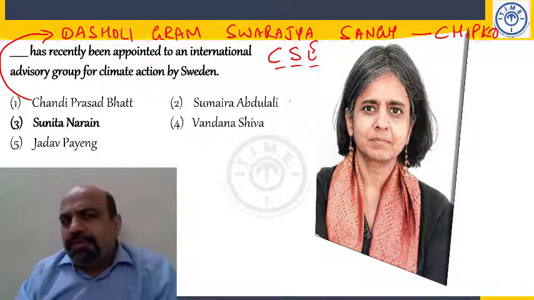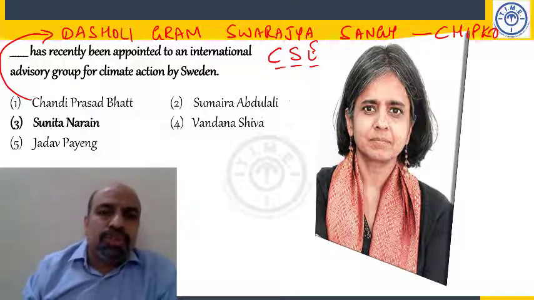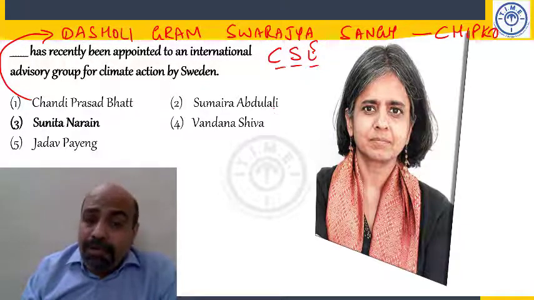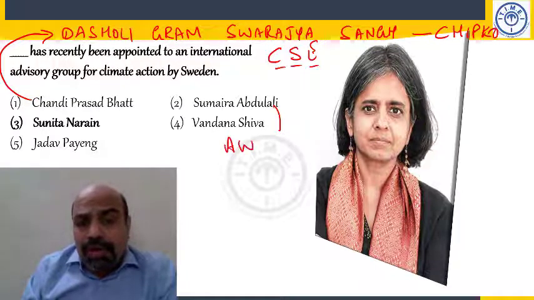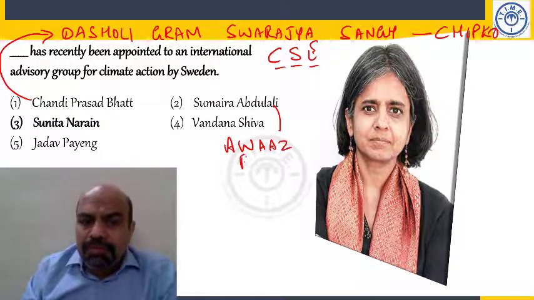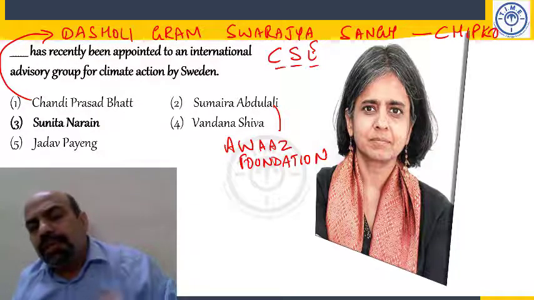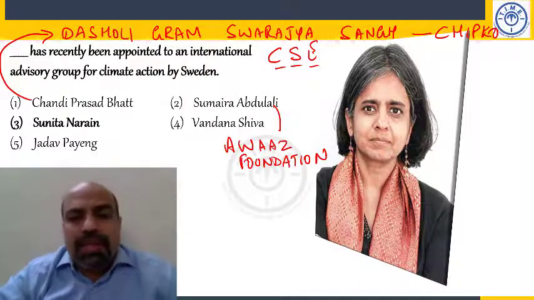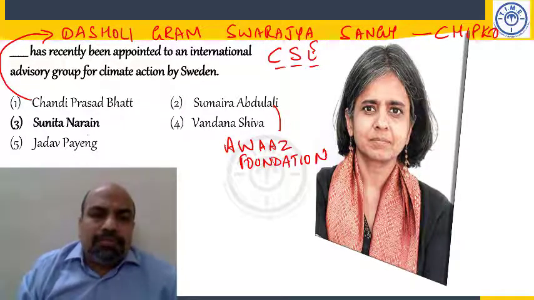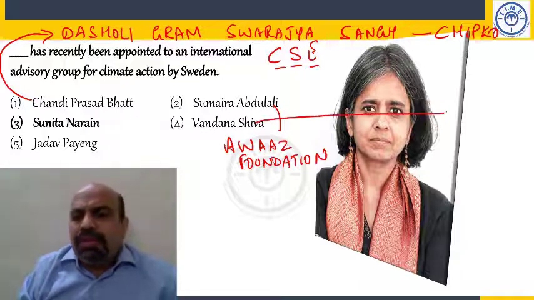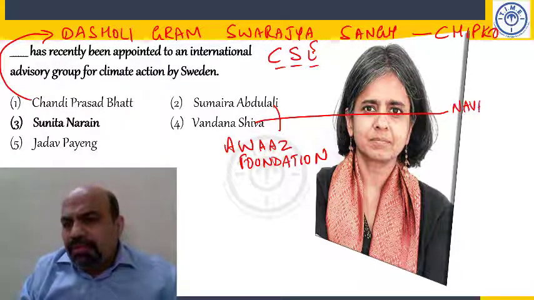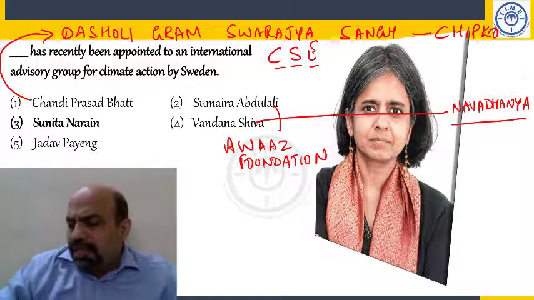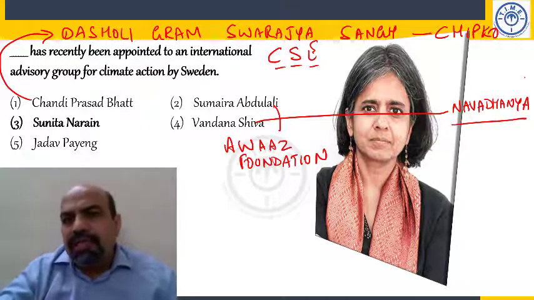People are guided by a certain purpose in life. Sumaira Abdul Ali is the founder of this NGO called Awaj Foundation. It's an environment advocacy NGO, Awaj Foundation. Vandana Shiva, Navadhanya movement. She's seriously anti genetically modified seeds and everything. So, Navadhanya movement.